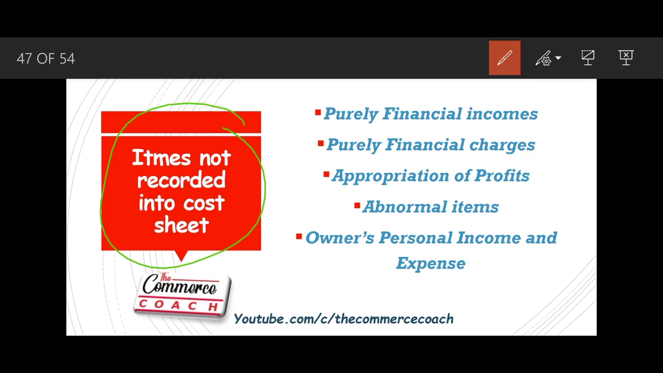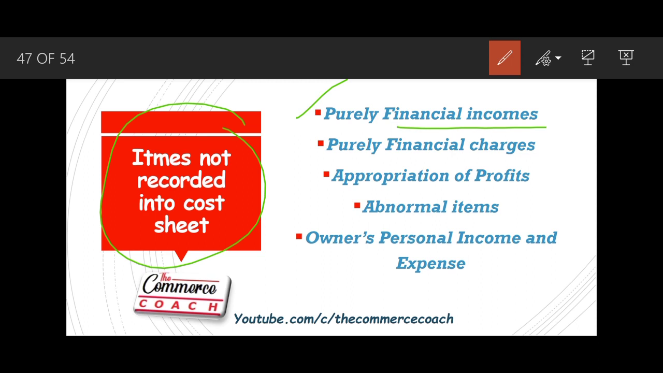Now which items are not recorded? First item category. There are certain examples that will be seen in two or three minutes or a little time later. Purely financial incomes. The incomes which are of purely financial nature will not be recorded in the cost sheet.